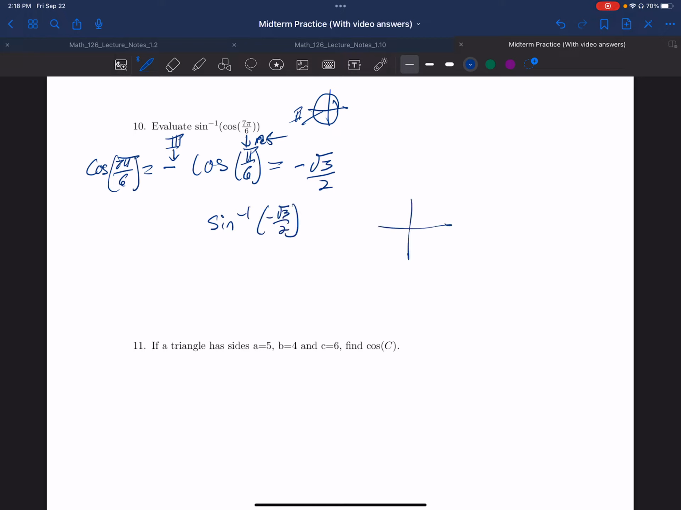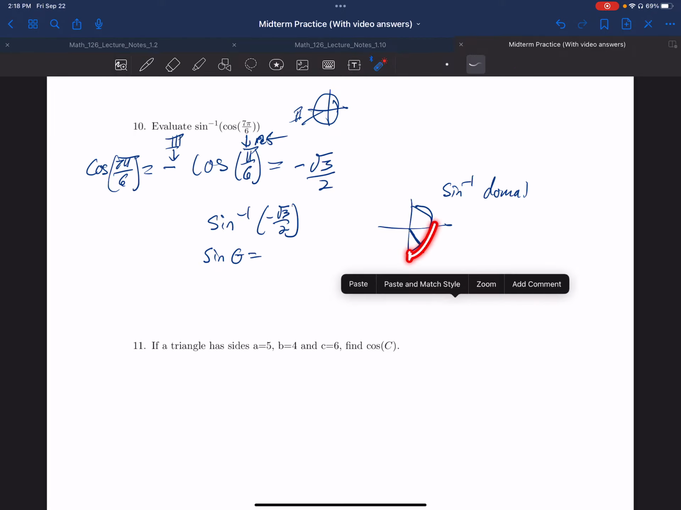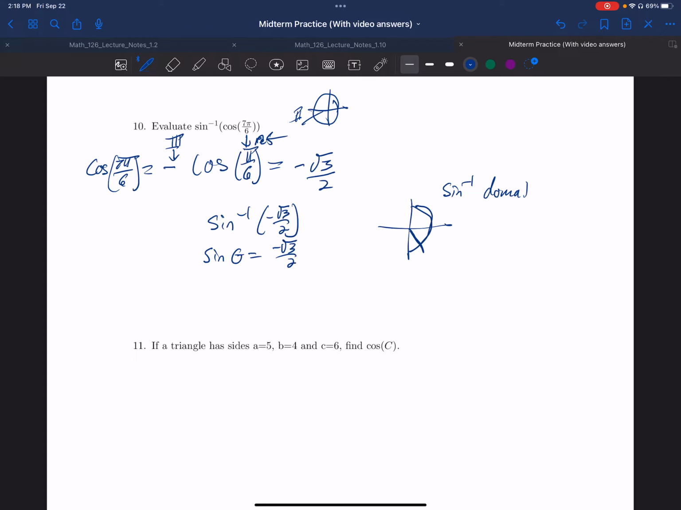Notice inverse sine gives me stuff here. This is inverse sine's domain, right? So it will occur here. Okay, so this has the sine of theta, where theta is from minus pi over 2 to pi over 2. What is that equal to? Minus square root 3 over 2.